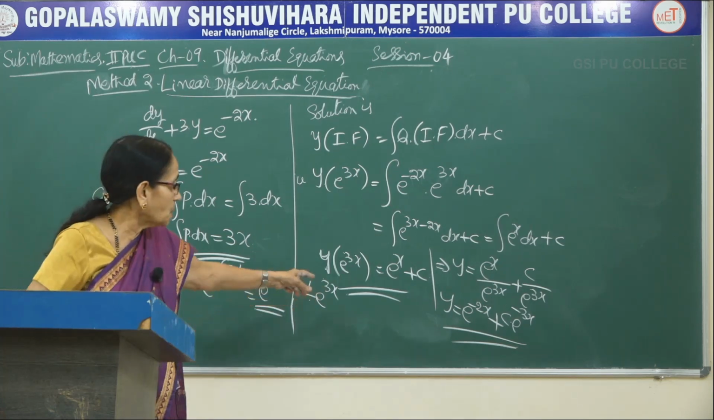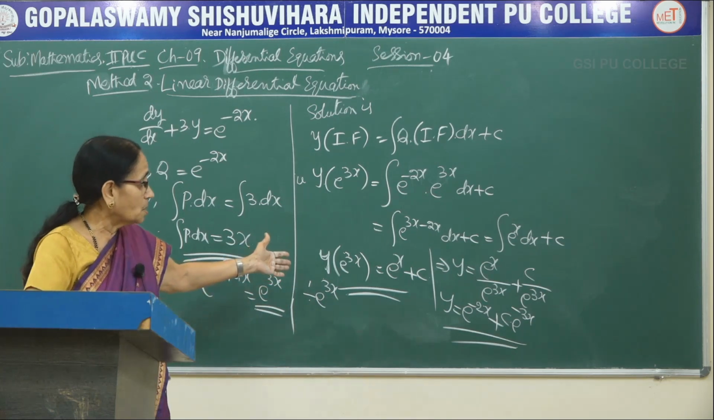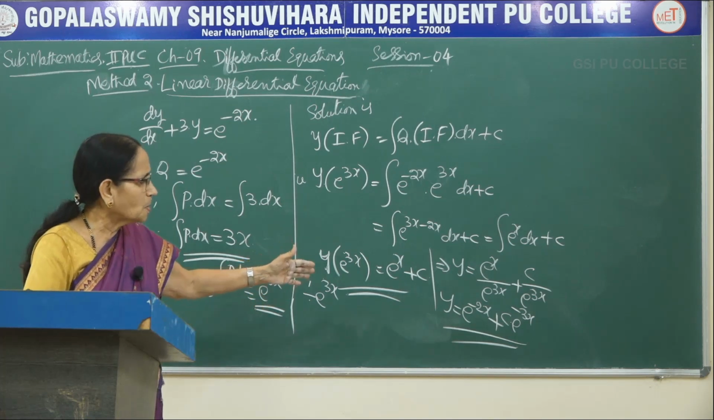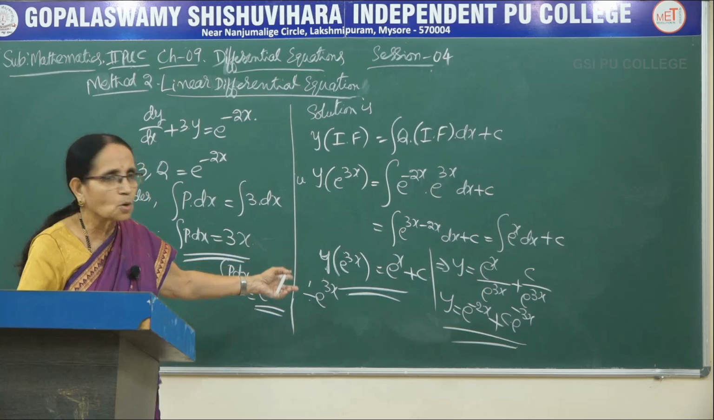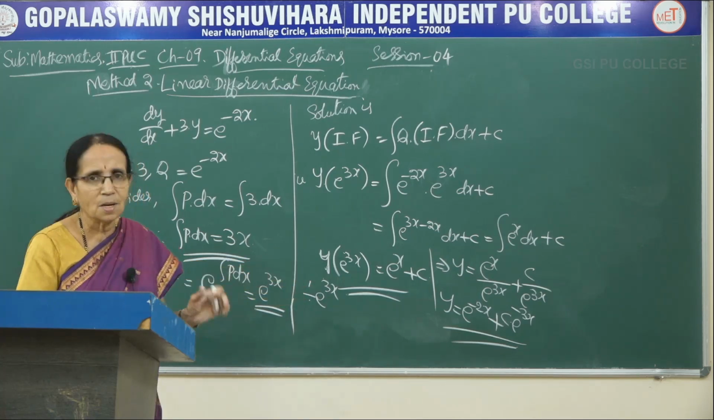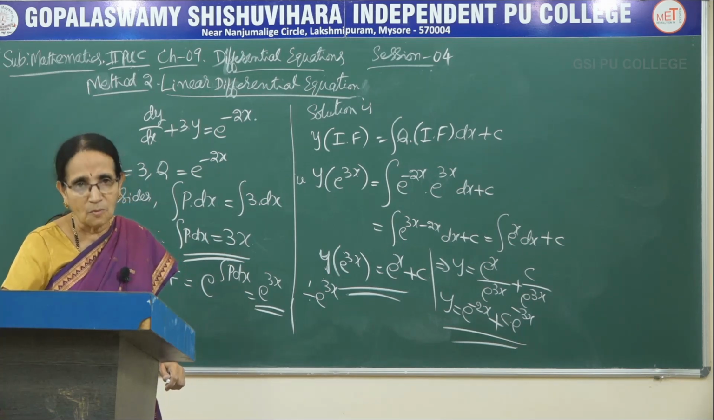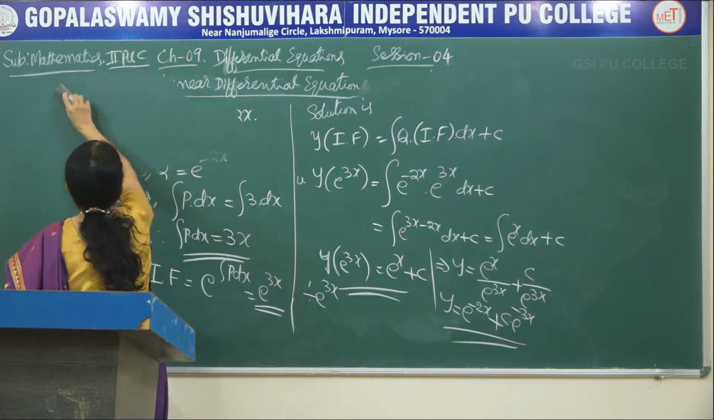Otherwise, you can stop here itself, y into e power 3x. I told you in all the problems that by dividing it does not come to a very simplified form. In this problem it is better. Therefore, I have divided by the left hand side coefficient and written the answer as y is equal to fx in that particular form. So this is the method to solve the linear differential equation.